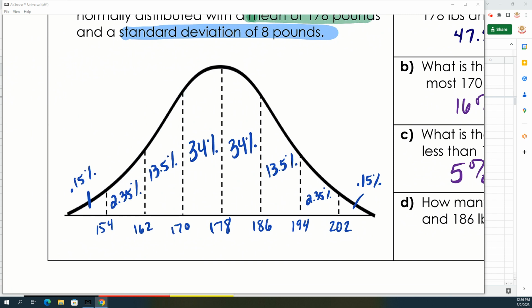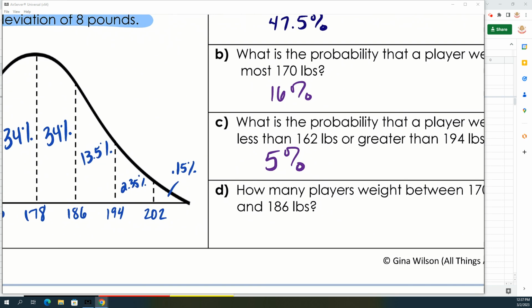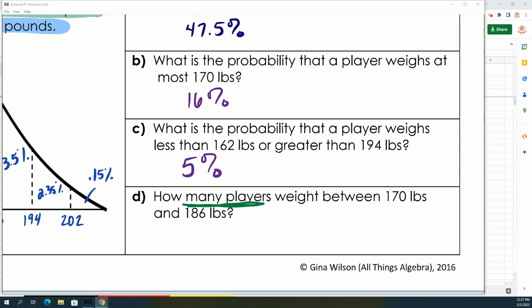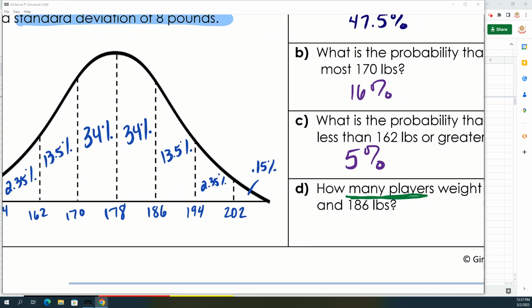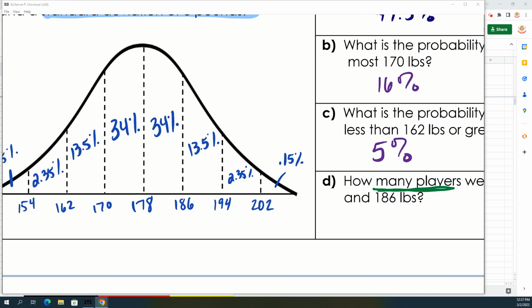Gotcha. Okay, now D is worded differently, and we're going to do several different situations, and almost all of them have at least one like D, where instead of saying what percent or what's the probability, it asks how many. All right, so when it asks how many, you can't give a percent as an answer. We still need the percent, so let's look at it. We want to know how many players are between 170 and 186. So you're right. It's these right here. That is going to be 68%. That is not going to be the final answer, but we have to have that to get the final answer.